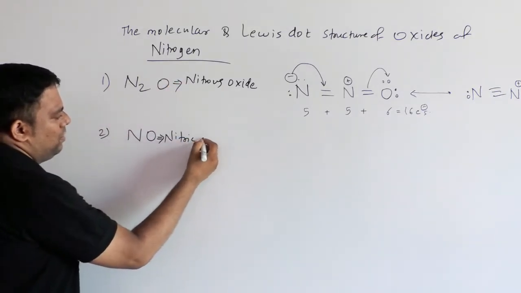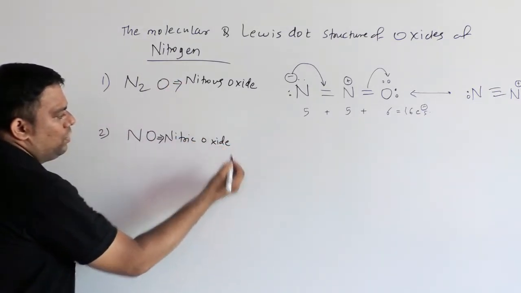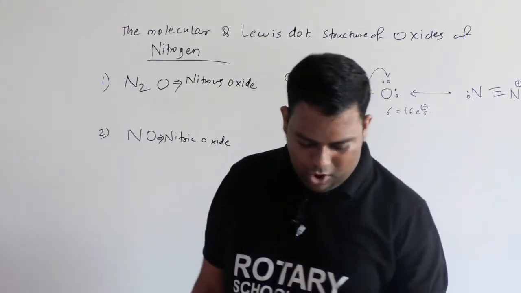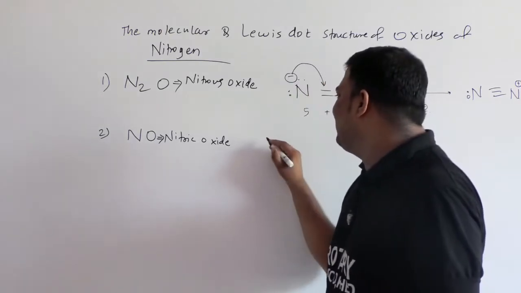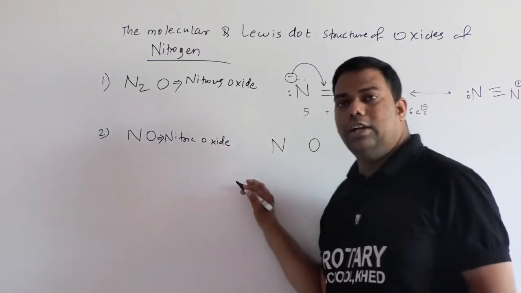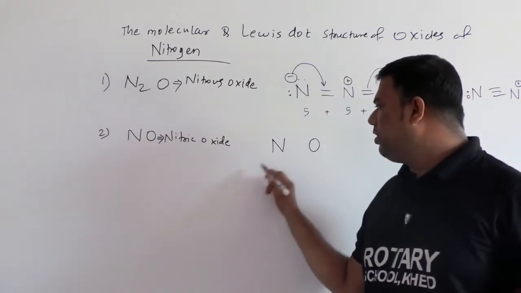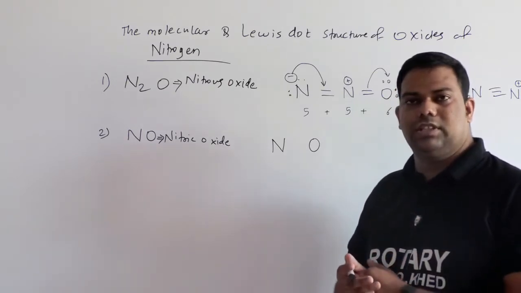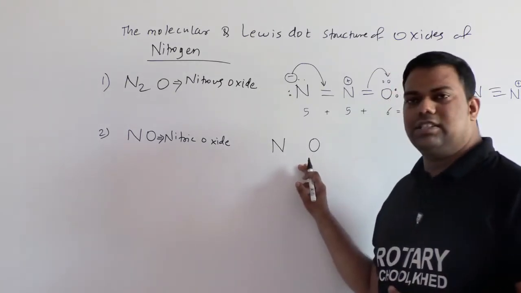Nitric oxide. So see here, what will happen in the case of nitric oxide? Like this, this is the skeletal structure, N and O. As you know, the valence electrons of nitrogen are 5, and the valence electrons of oxygen are how much? 6. So 5 plus 6, 11.